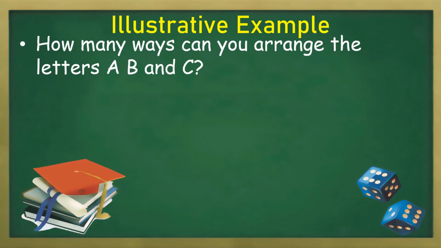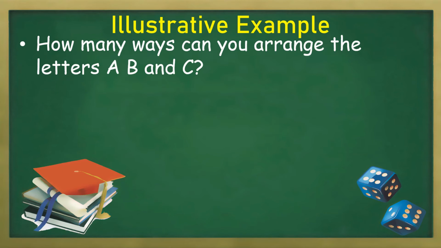Okay, so now let's use the permutation in solving word problems. So how many ways can you arrange the letters A, B, and C? So we already solved this one using fundamental counting principle and listing method, but this time we're going to try to solve it using the permutation formula and see if we will have the same answer.